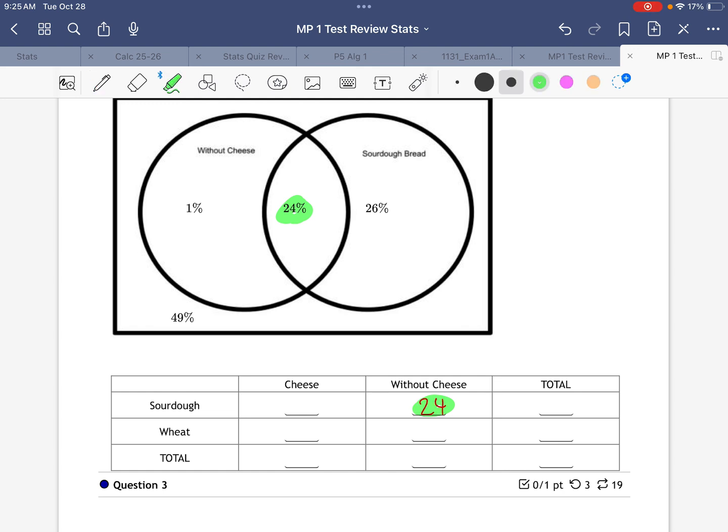24. In this circle, we have 26%, and I probably should write this as percent. In this circle here, outside of the overlap, inside the sourdough circle, if it's not in the overlap of the without cheese, then it does have cheese. So I'm looking at this part in my table. The containing cheese and sourdough is going to be 26%.